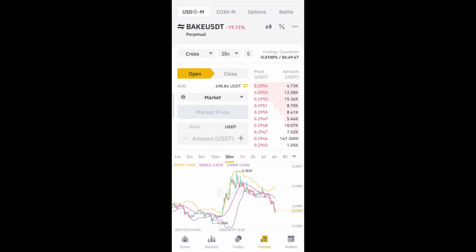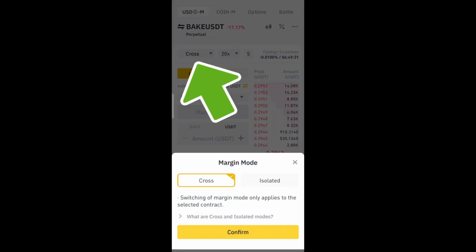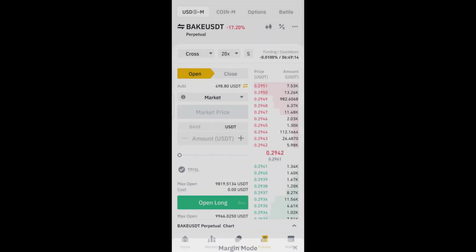So if you want to practice, put a little money in there. For example, this one, now you can change the margin mode, whether cross or isolated. I will make a more in-depth video on the difference between the two, but I usually use cross. But if you want to set a cut loss or something, if you don't want to risk your entire wallet, you can just choose isolated.